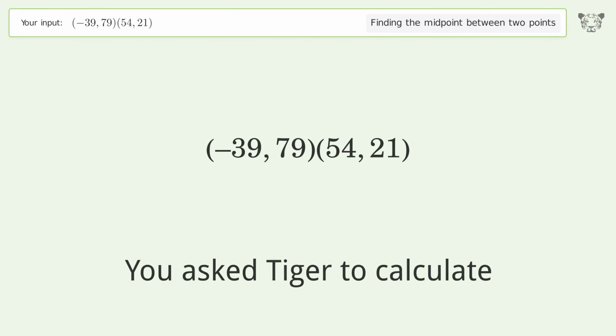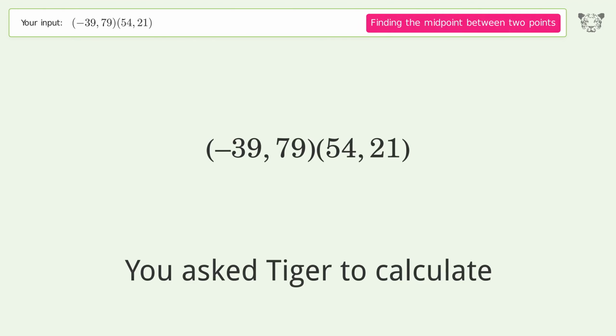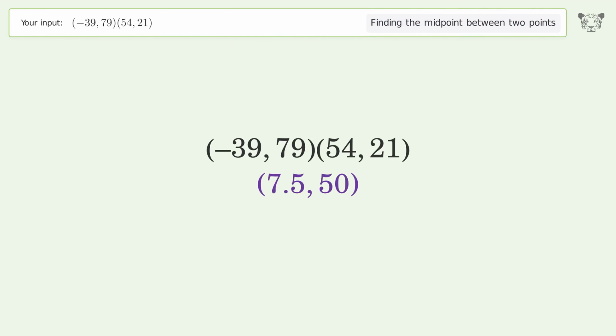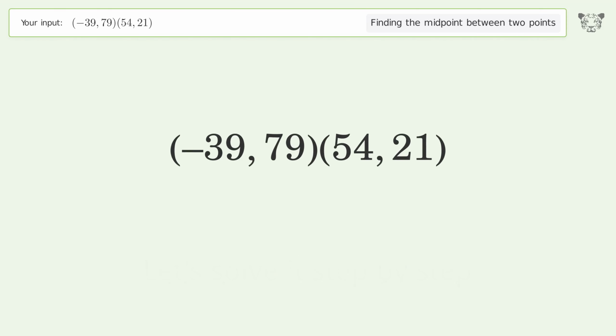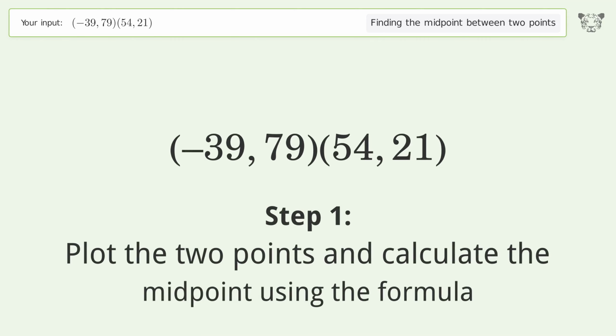You ask Tiger to calculate. This deals with finding the midpoint between 2 points. The midpoint between the 2 points is 7.5, 50. Let's solve it step by step. Plot the 2 points and calculate the midpoint using the formula.